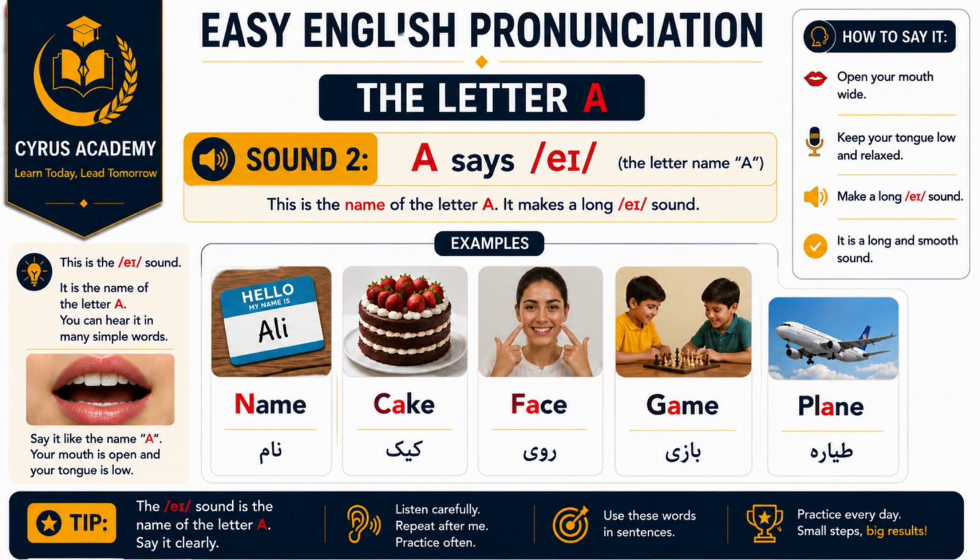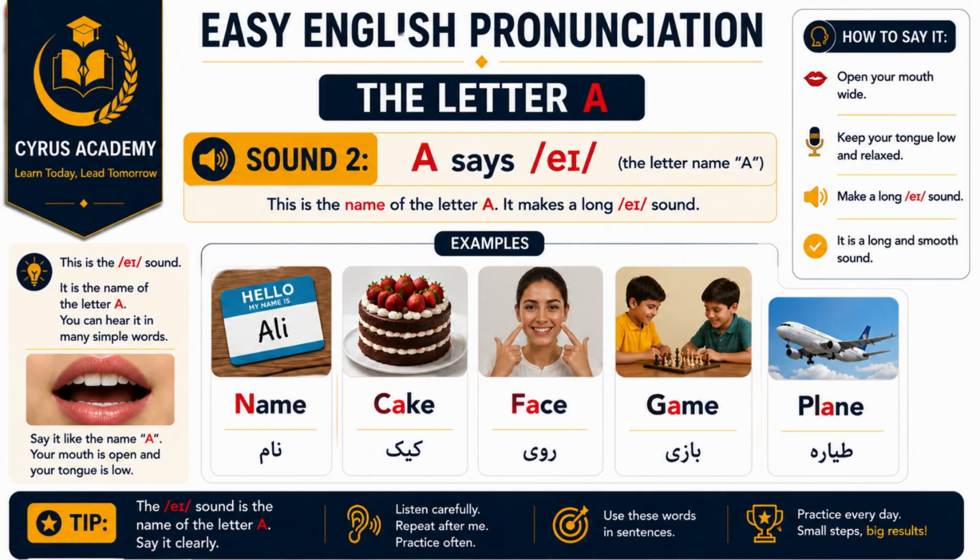Sound 2 is like EI. It's low. It's like in Pashto we call it yeah. It's like name, cake, face, game, plane. Name, cake, face, game, plane.